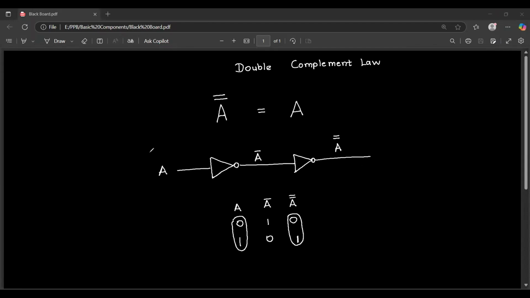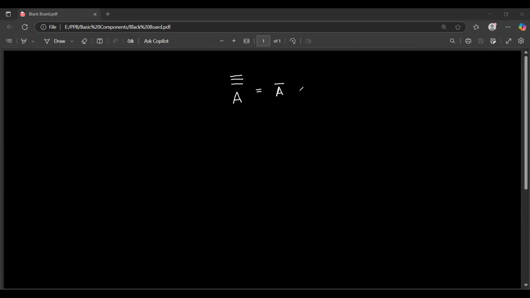Keep in mind, just because we are learning only about double bar, it also applies to 3 bars. If you have 3 bars, that means an odd number of bars, so the output will be A bar. If you have an even number of bars, 2 bars or 4 bars, then the output will be A. Just keep in mind.